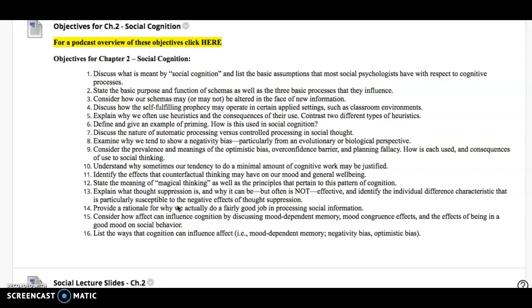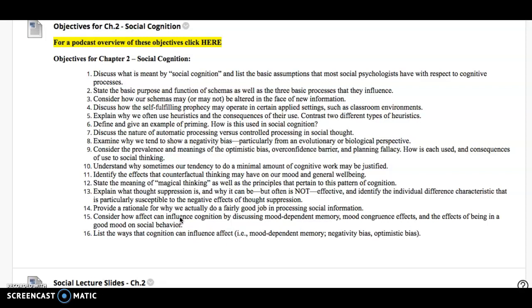But what you're going to want to do is identify some different individual characteristics that are particularly susceptible to negative effects of thought suppression. Okay, so thought suppression can serve us well if the thoughts we're having are not good for us. They don't serve us well, but we can also experience some negative effects of thought suppression. Where might that happen? And who might that happen mostly with?